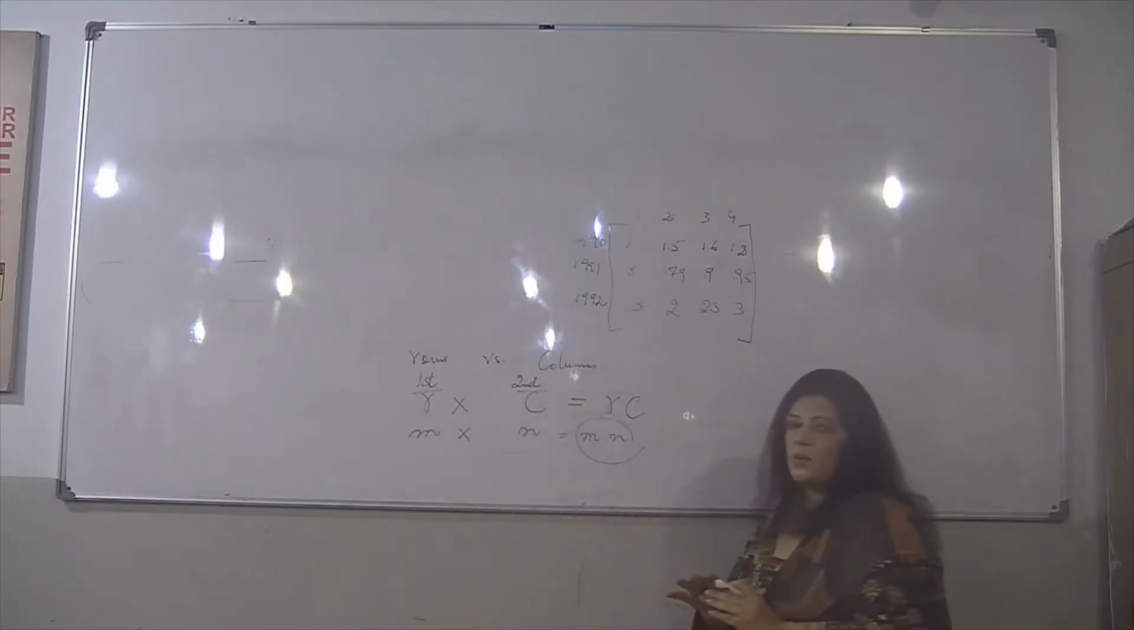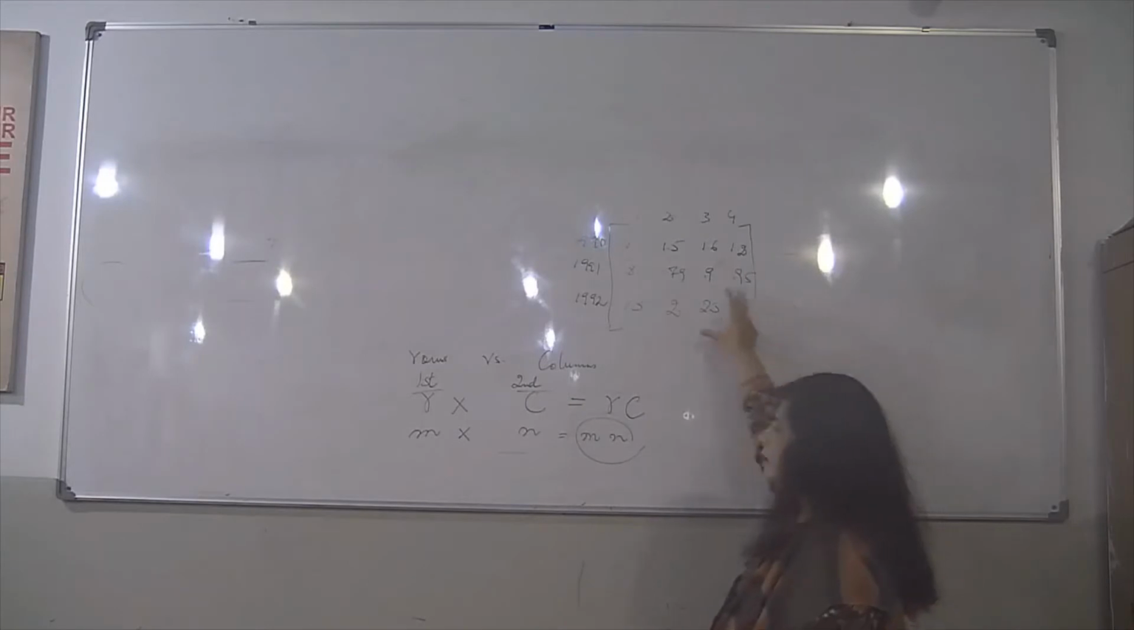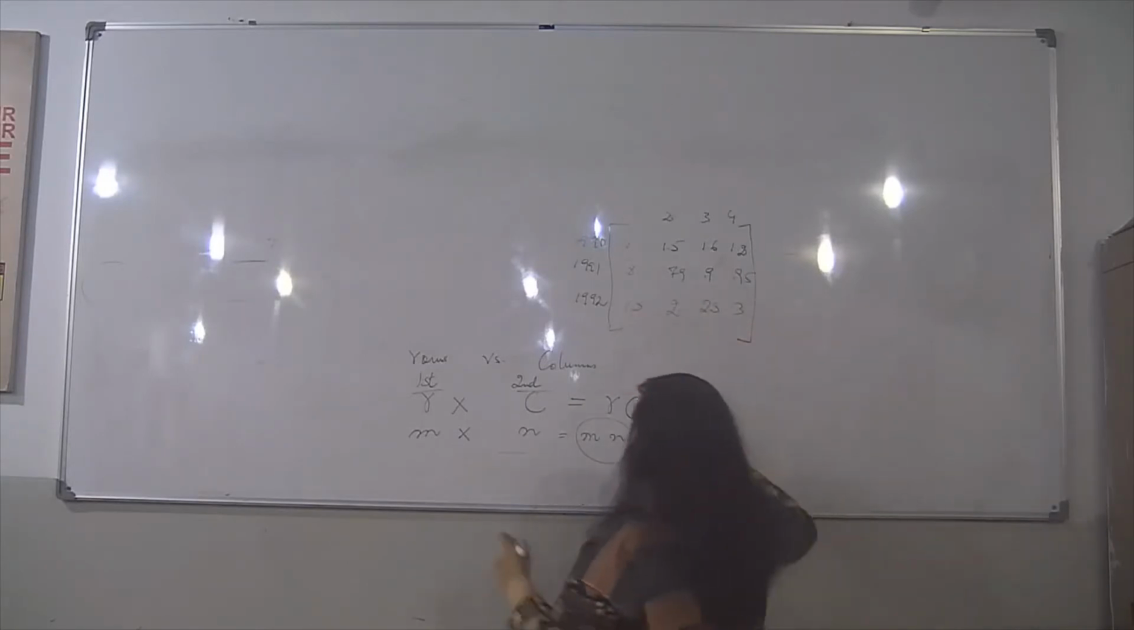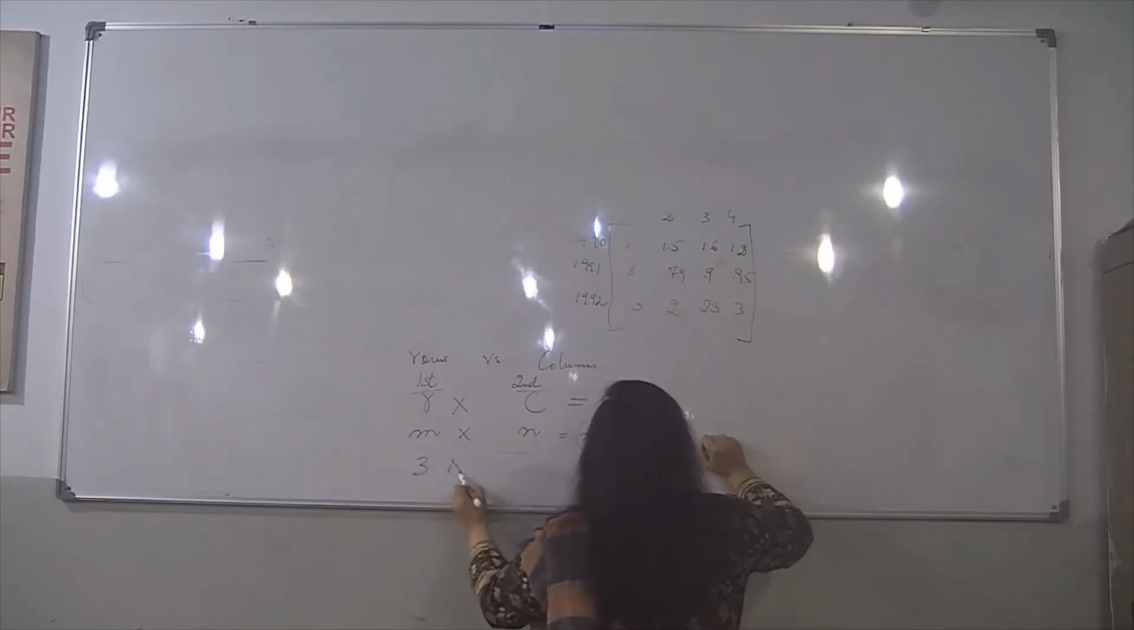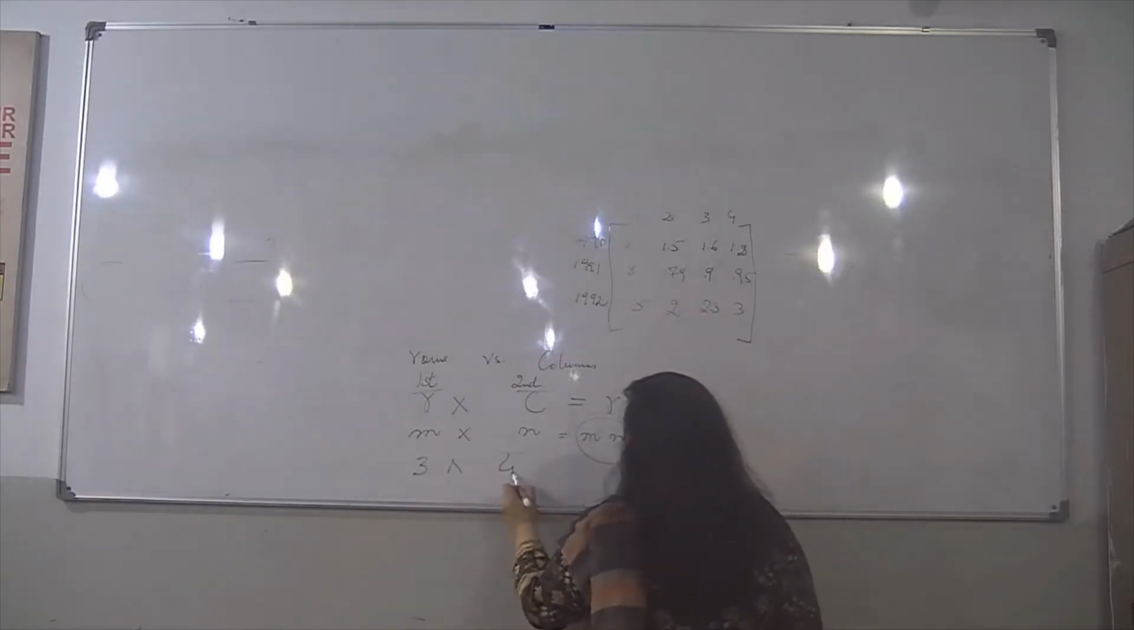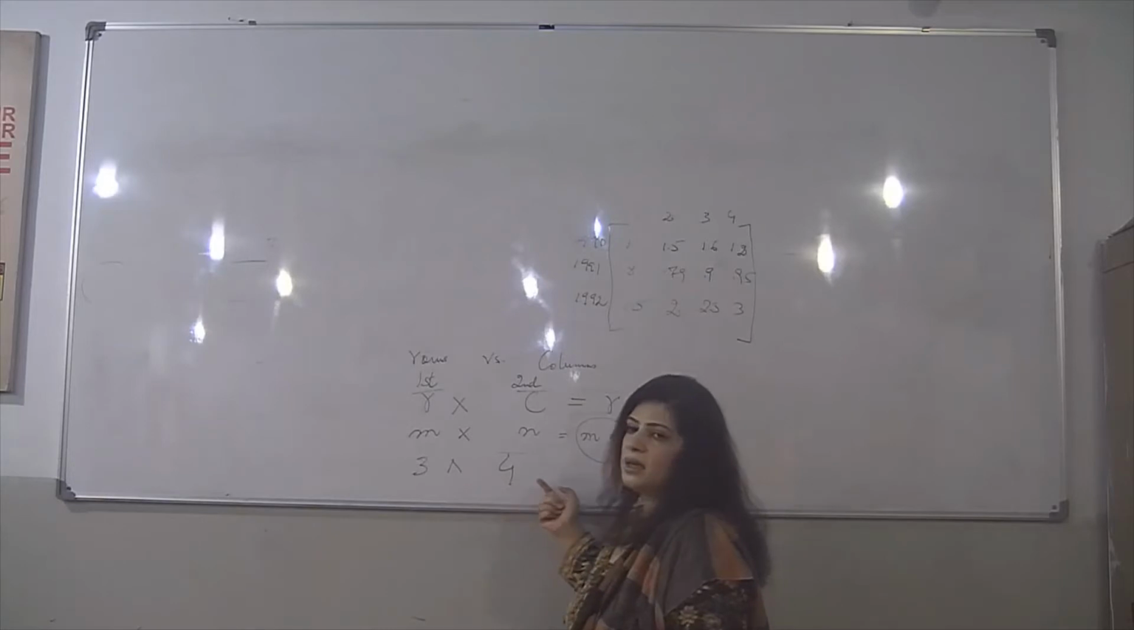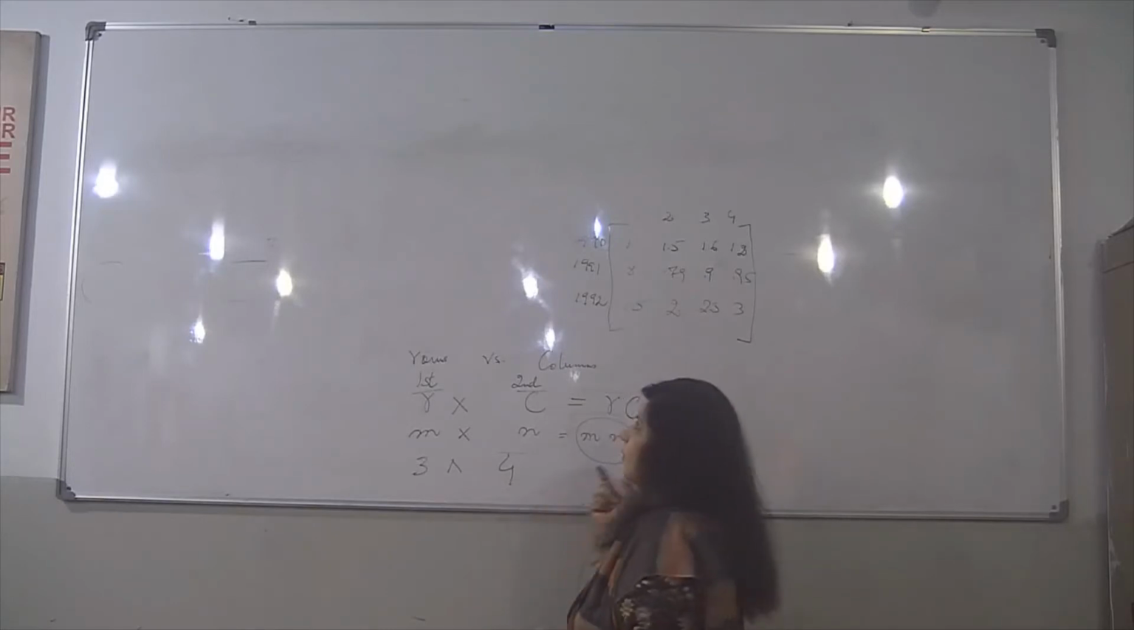So this could be a rectangular array. As you can see, it's a rectangular array where you have 3 rows in this case into 4 columns. Okay, so this is a 3 into 4, 3 by 4 matrix.